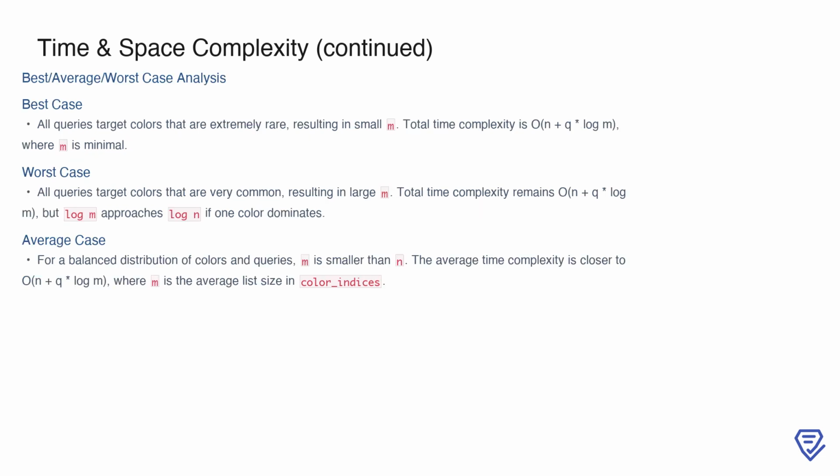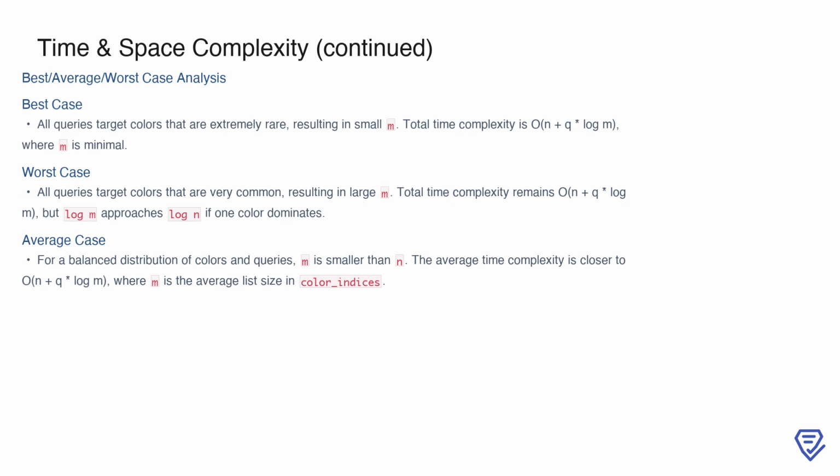Let's examine how the solution performs in different scenarios. In the best case, all queries target colors that are extremely rare, meaning the lists in color_indices are very small. Here, the binary search step is exceptionally fast, and the total time complexity remains O(n + q * log m), where m is minimal.